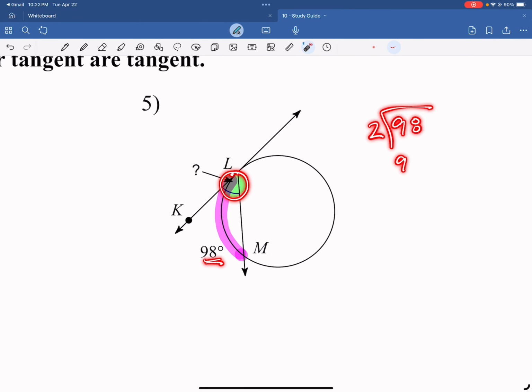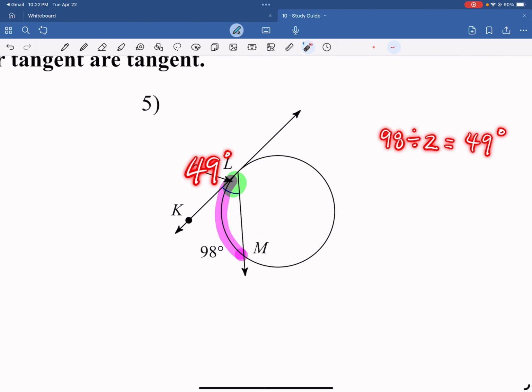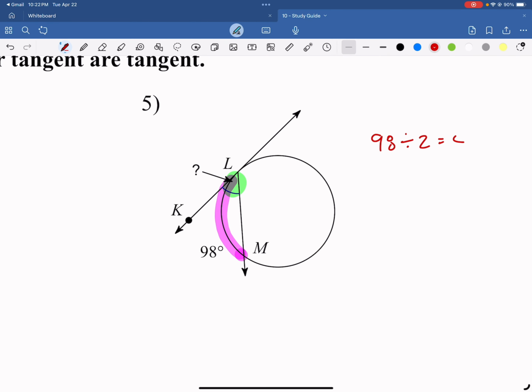Let's do just 98 divided by 2. You don't need long division for this kind of simple thing. It's just 49 degrees, right? That'll be 49 degrees goes right here. Simple as that. 49 degrees. So let's write this as x. Again, in this case, x is just 49 degrees.